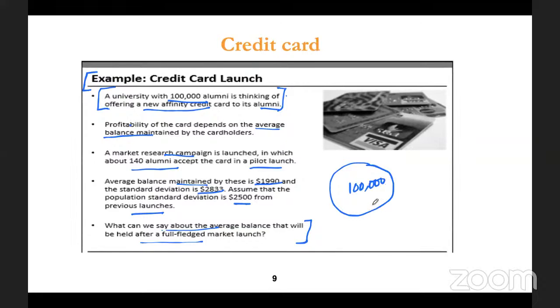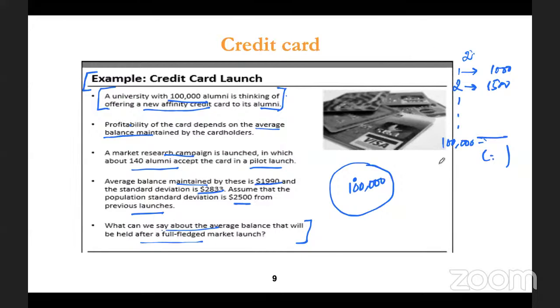So how do we know that information? One way is to give the credit card to all these students, wait for 1 or 2 months, and get the details from each student. First student, what is the average across the 2 months? Let us say $1,000. Second student, let us say $1,500. Like that for all the 100,000 students, get the details of how much they are using, the outstanding balance, then take the average. That would be the population parameter, the average outstanding balance maintained by these students.